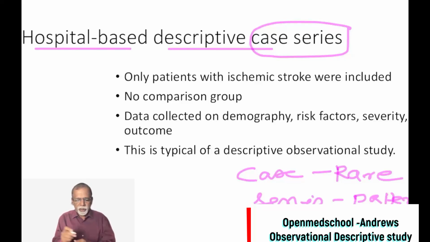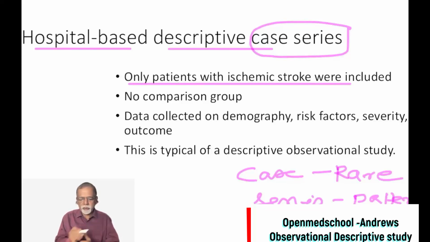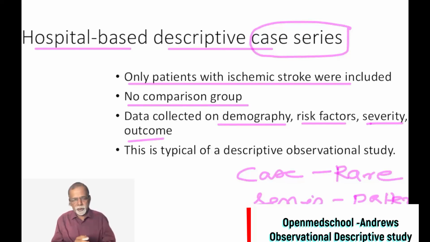So in this article, only patients with ischemic strokes were included. There were no comparison groups. Data collected were on demography, risk factors, severity, and outcome. So this is a typical descriptive observational study.